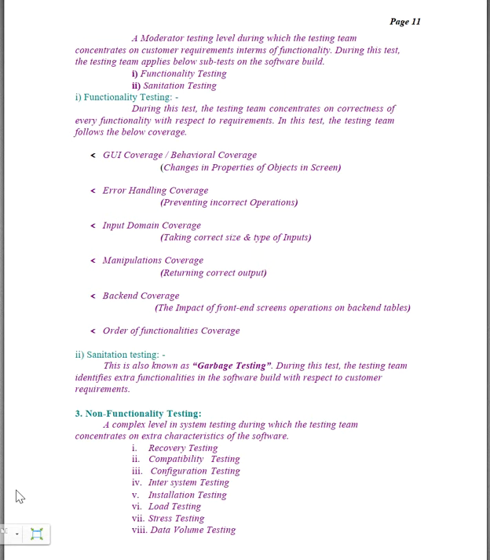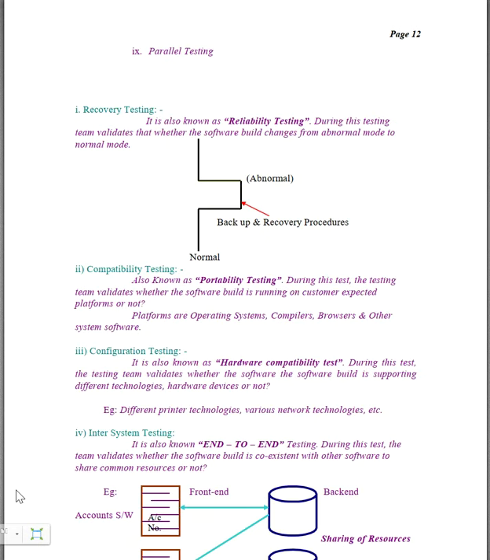Then we have something called sanitation testing. It's also known as garbage testing. During this test, the testing team identifies extra functionalities in the software build with respect to the customer requirements. We were talking about functionality testing until now. Now we will be talking about non-functionality testing, such as recovery testing, compatibility testing, configuration testing, inter-system testing, load testing, stress testing, volume testing, etc.